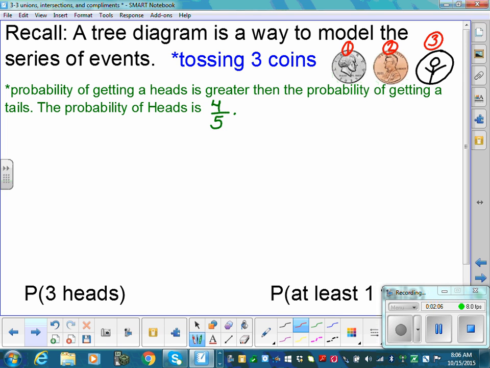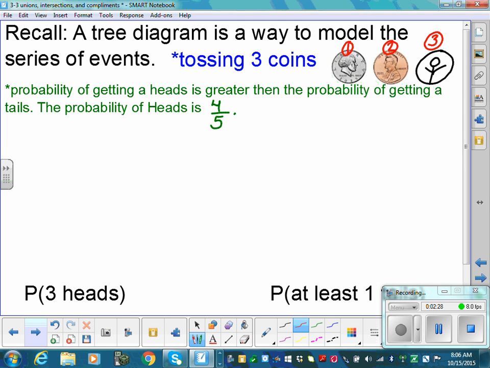Recall that a tree diagram is just a way to model a series of events. For example, the series of events I'm going to talk about first is tossing 3 different coins. Now, you don't toss a coin... honestly, a lot of you were doing this yesterday.